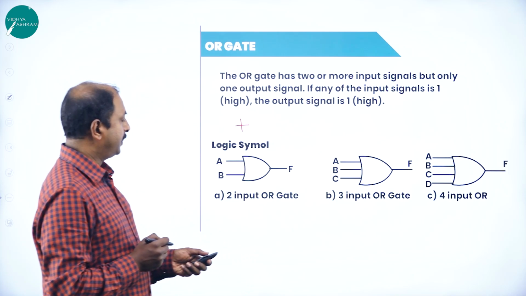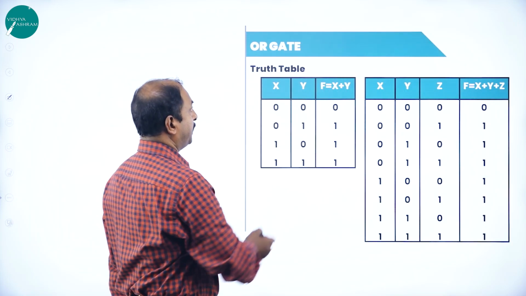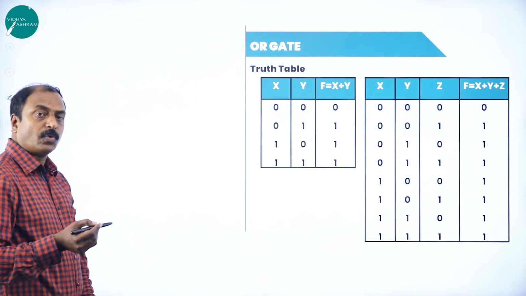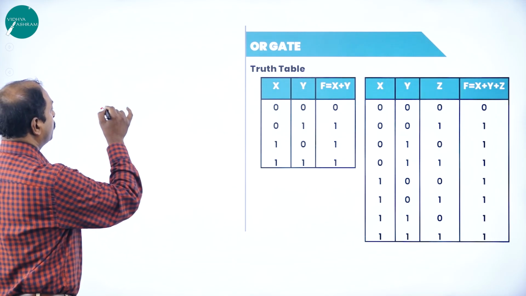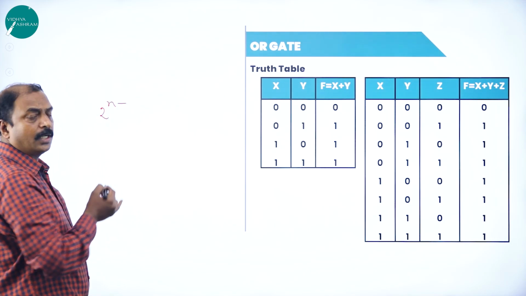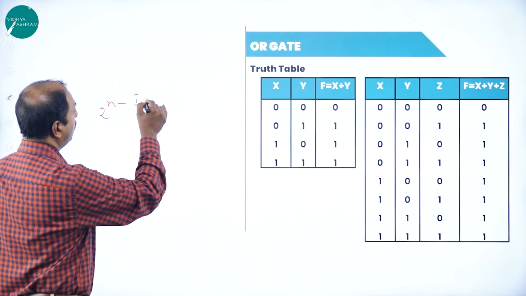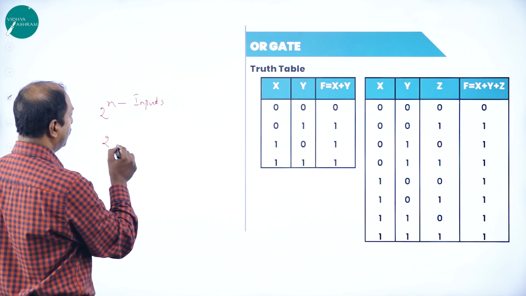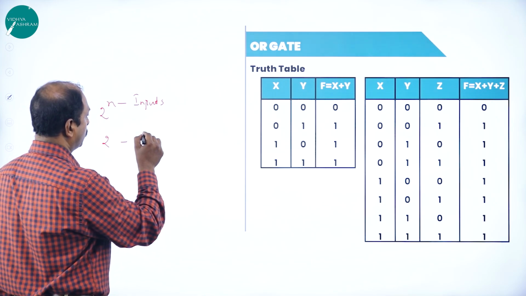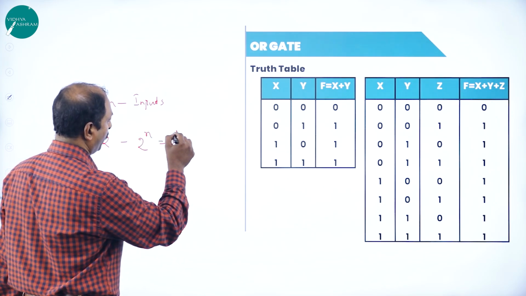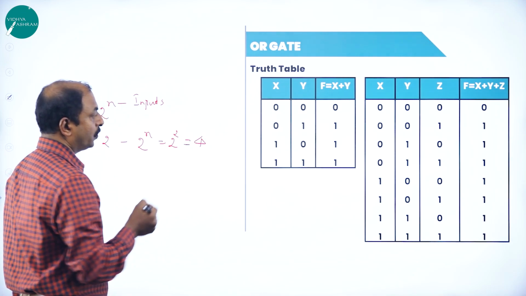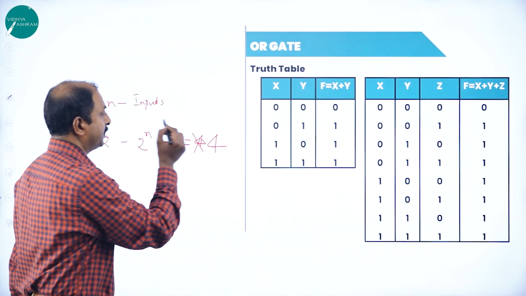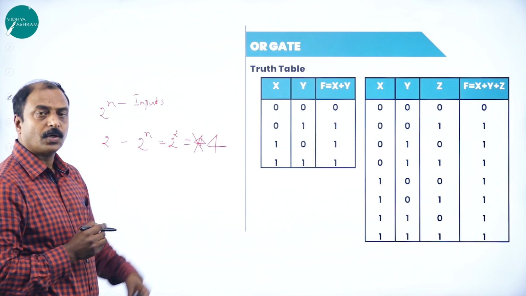Now let us see the truth table of this. Look at the truth table here. There are two inputs, x and y. We can find the number of combinations with the general formula 2 to the power of n, where n stands for the number of inputs. If there are two inputs, the possible combinations are 2 to the power of n, that is 2 squared, which equals 4. So in this example, we can have 4 different combinations.